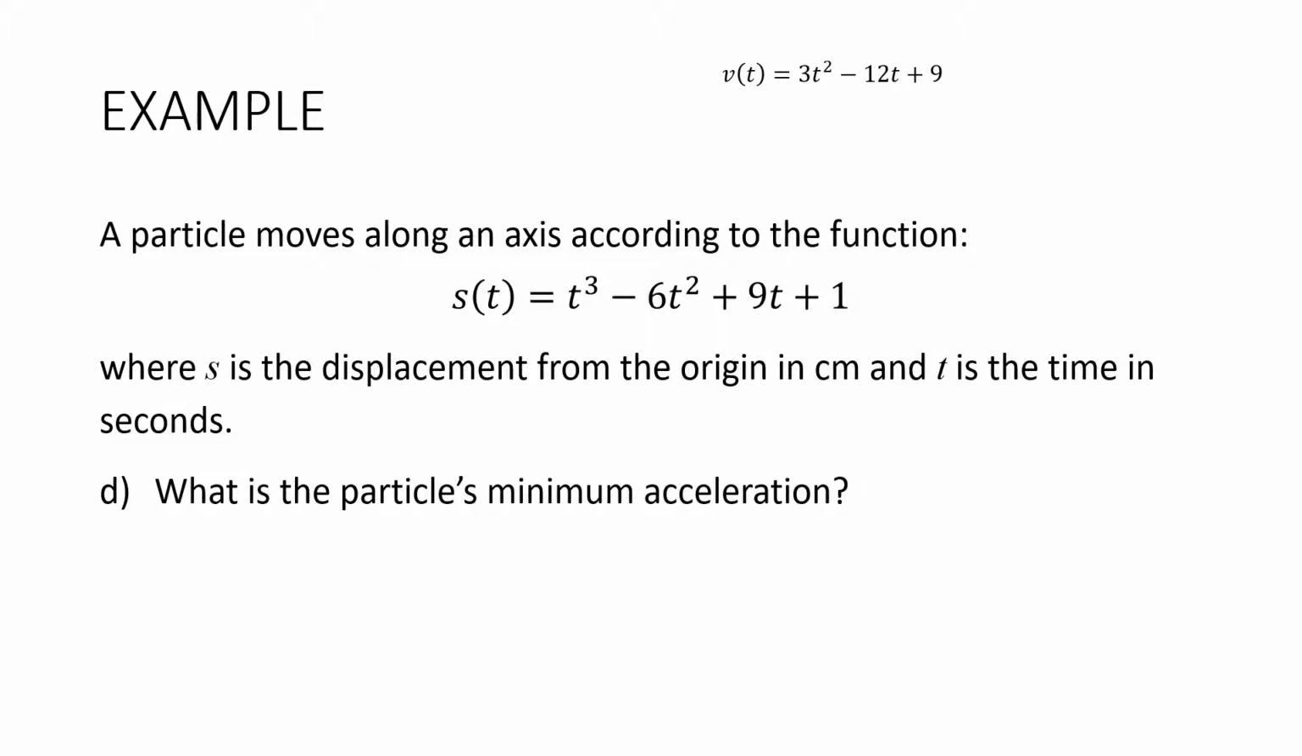D, what is the particle's minimum acceleration? First thing we want to do is actually find the acceleration. So we're going to differentiate velocity. I've got the velocity expression up here, so it's going to be 6t take away 12.